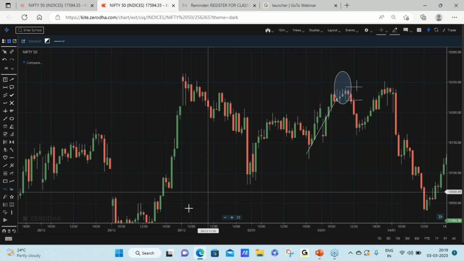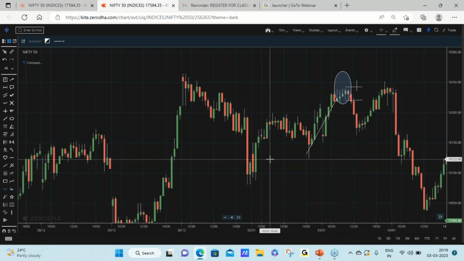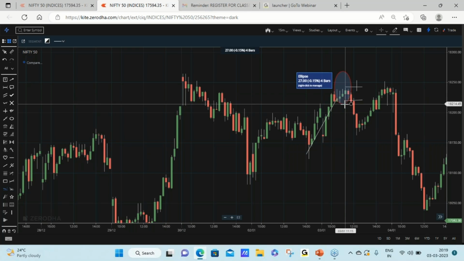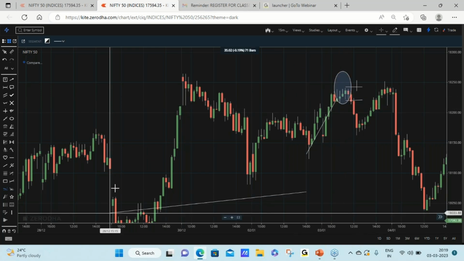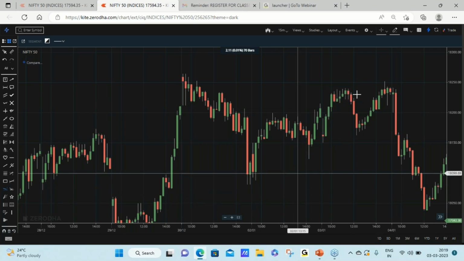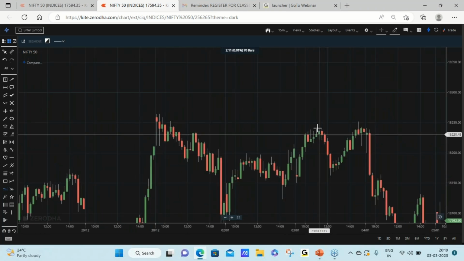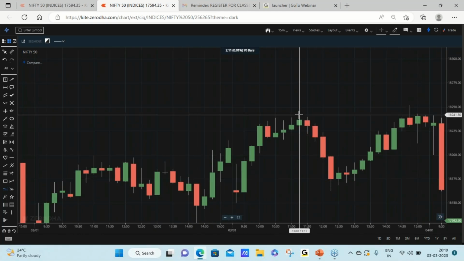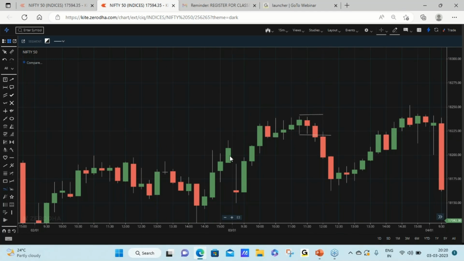Kalyan Reddy ji, don't you think the red candle is within the high and low of the mother candle here? Tarun Sharma ji and Kalyan Reddy ji, is it an inside bar in the first place? So it's an inside bar. If I zoom in, Kalyan Reddy ji, you're saying that the red candle is not within the high and low of the mother candle.